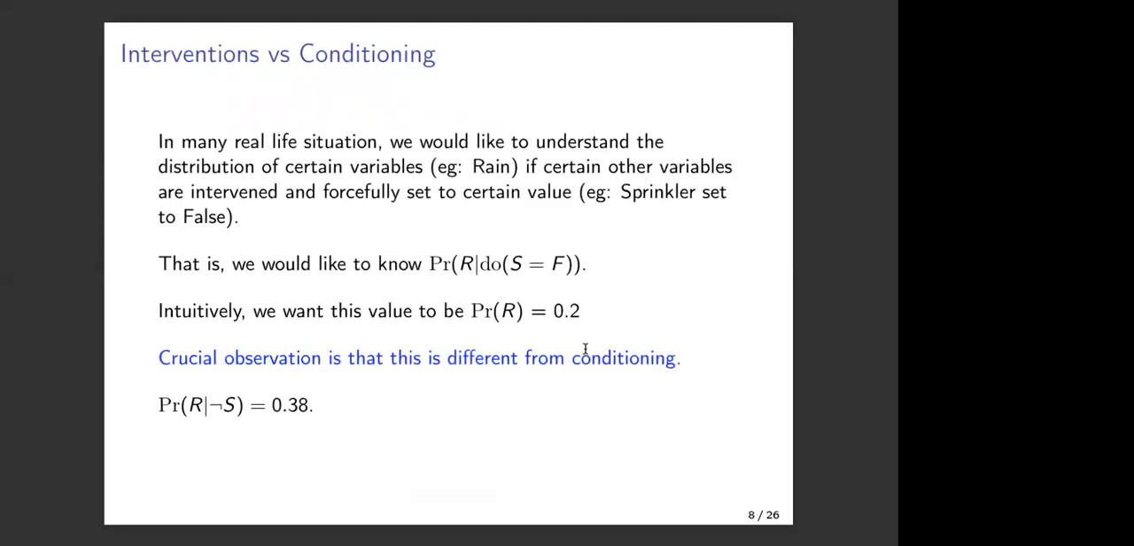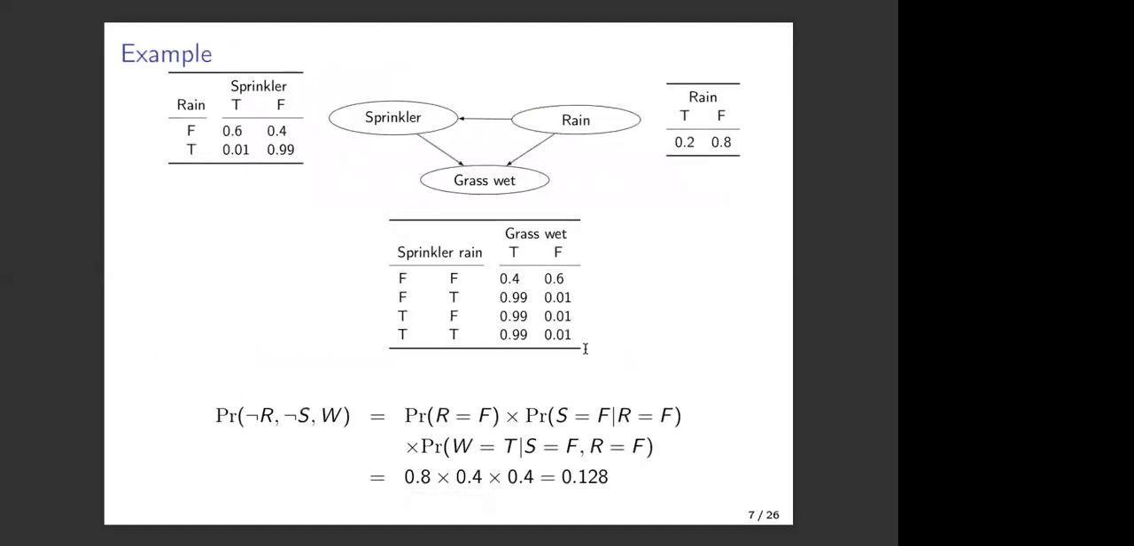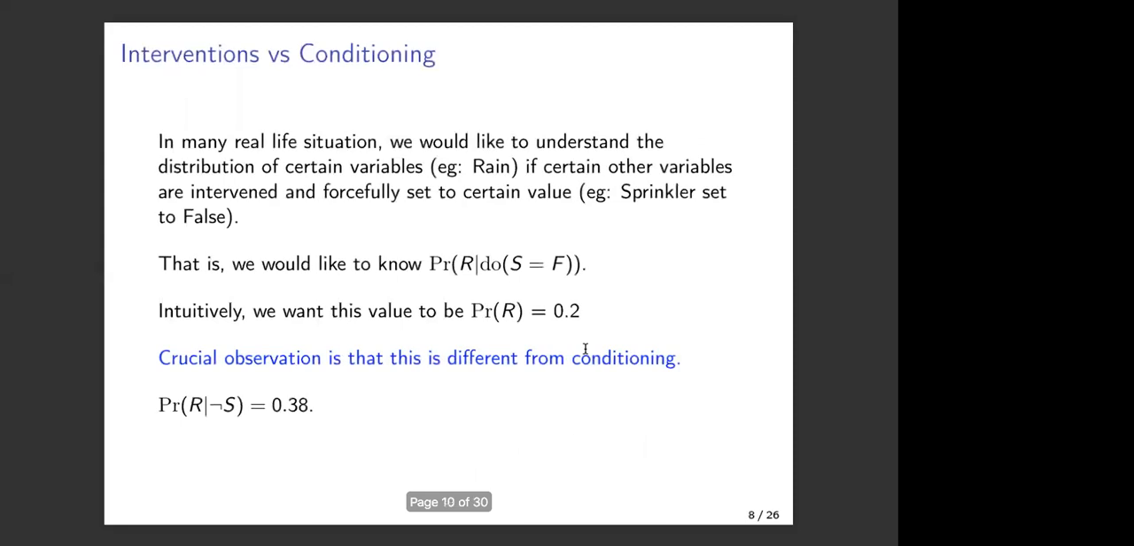If you look at the previous picture, if you take the sprinkler and set it to false forcefully, it shouldn't affect the rain. Rain should be completely unaffected by whether you set the sprinkler forcefully to false. So intuitively, we want this value, the probability of rain given do sprinkler false, to be the same as the probability of rain, which is equal to 0.2. That's what the intuitive meaning of the intervention should capture.